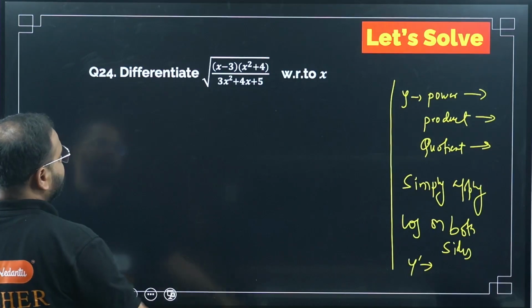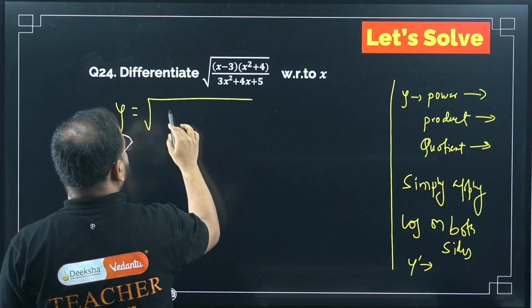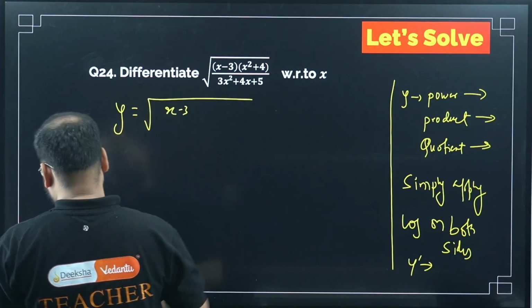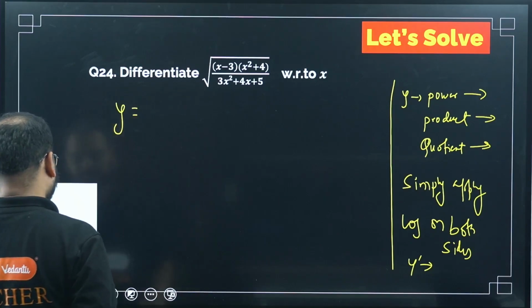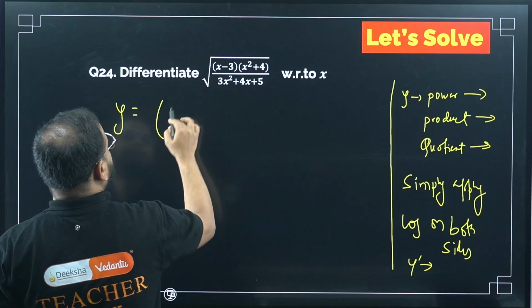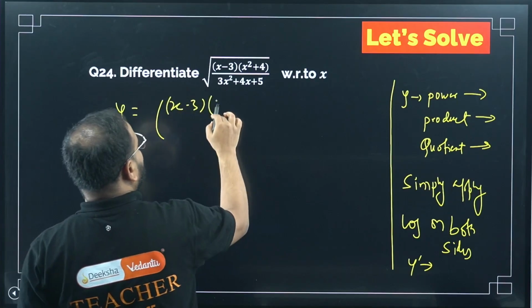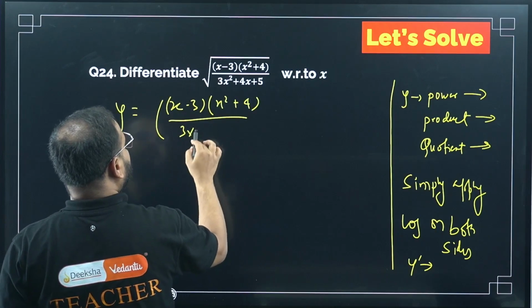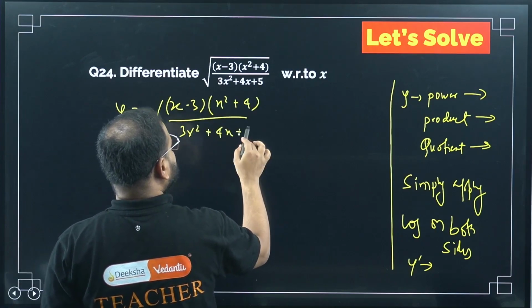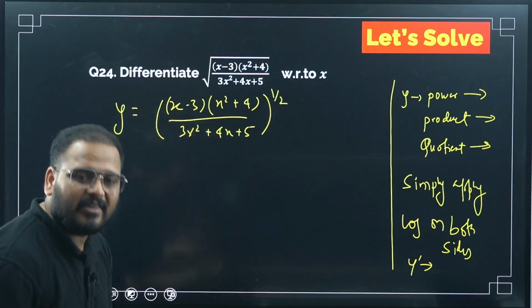Okay, I have enough space. So let me write this as y equals root of x minus 3. So I can write root like this, no? I hope you remember. Yes, I know you know. I used it in the previous question also: x minus 3 times x square plus 4 divided by 3x square plus 4x plus 5, with the power what? 1 by 2. Root means what? Power is 1 by 2.